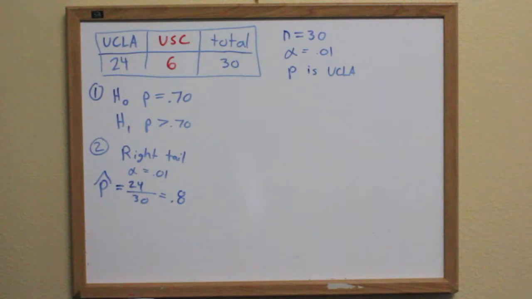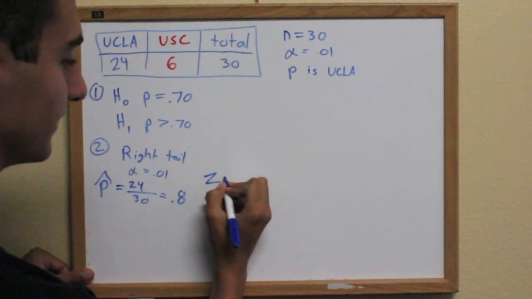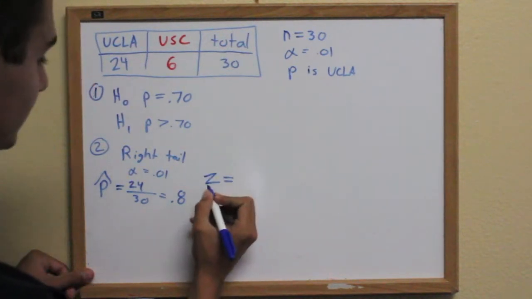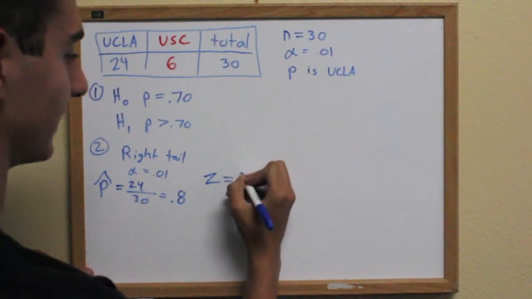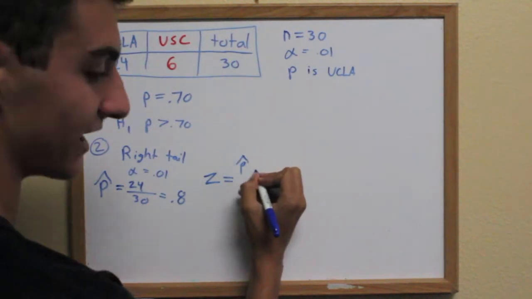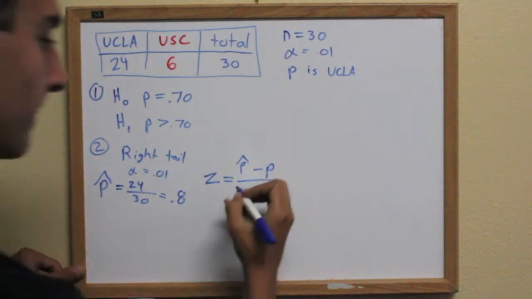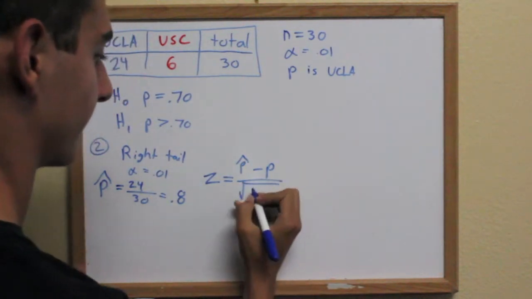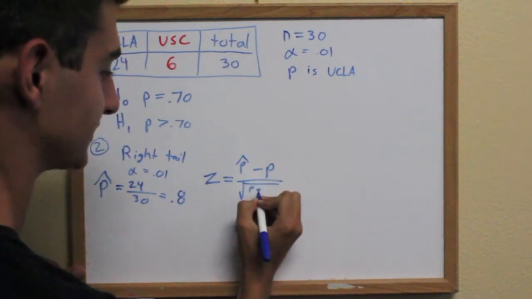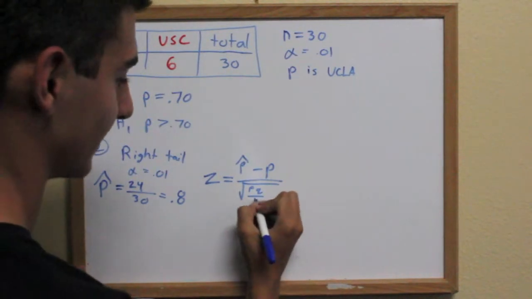Okay, and now we have to find the test statistic, which is Z. The equation is Z equals P hat minus P over the square root of P times Q over N.